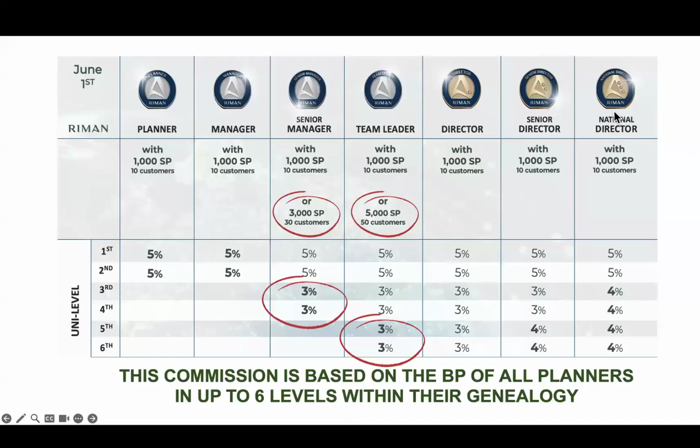Now, when you get to the prestigious director, senior director, national director, it's going to obviously automatically unlock 6 levels at 553333, senior director 553344, and national director 554444. The money only gets bigger. This commission is based on the BP of all planners in up to 6 levels within their genealogy.